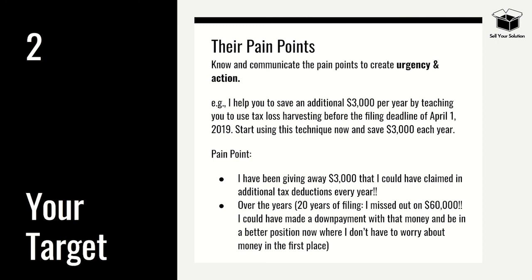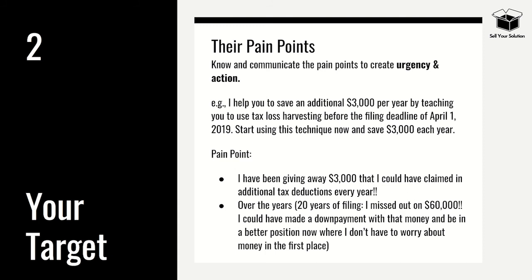For example, I help you save an additional $3,000 per year by teaching you to use tax loss harvesting before the filing deadline of April 1st, 2019. Start using this technique now and save $3,000 each year. That's nice. But what we want to do every single time we talk to a customer or we write an ad or we write an email or any kind of messaging is we want to mention their pain points and we want to rub them in. That's what I call the pain, agitate, solve formula.